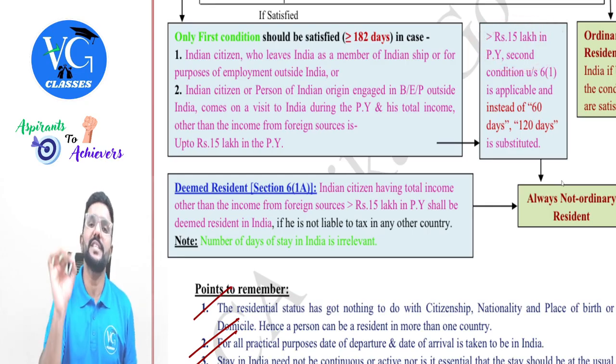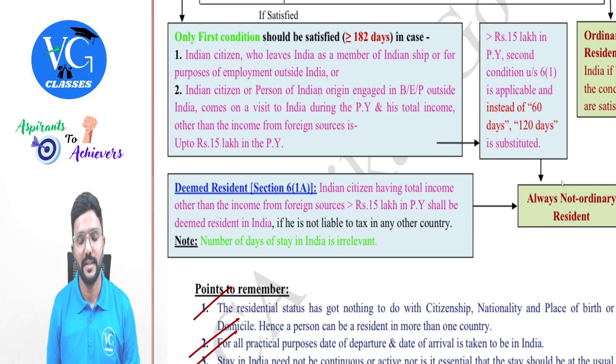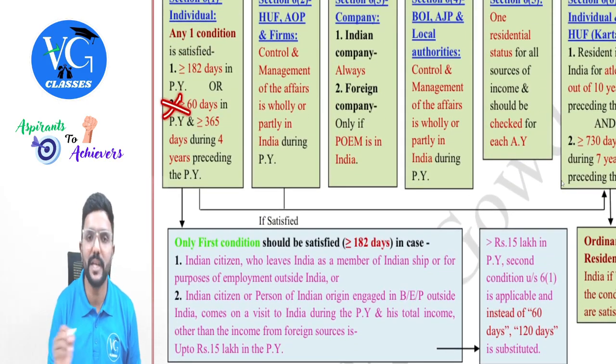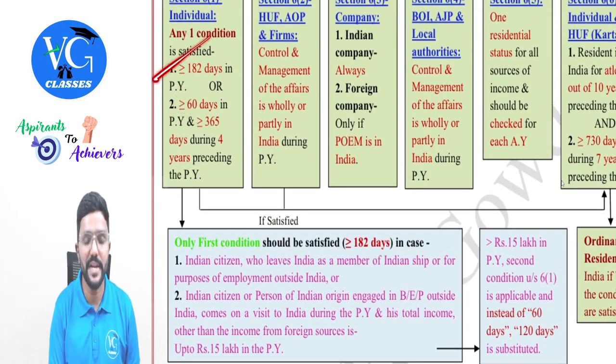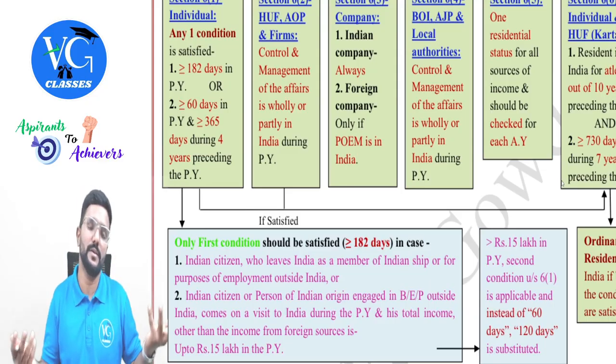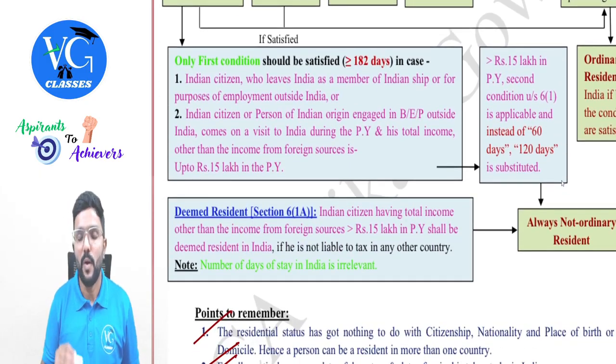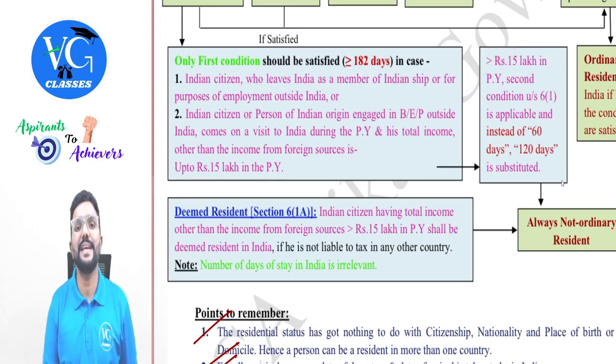How? Assuming Srinath's total income other than the income from foreign sources is up to 15 lakh, then the second condition is not at all applicable for him. The first condition is 182 days or more, but he is coming to India every year only for 100 days, so non-resident. Second case is, what if the Indian income is more than 15 lakh?